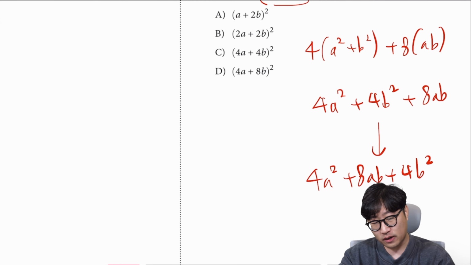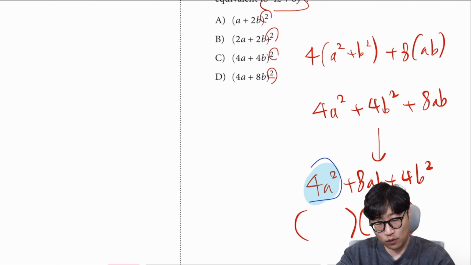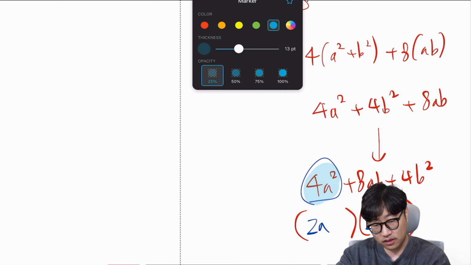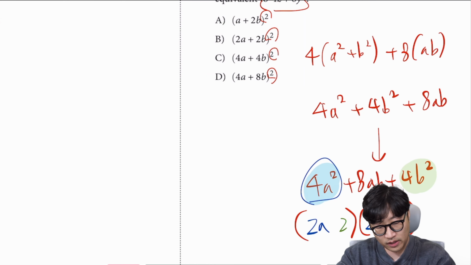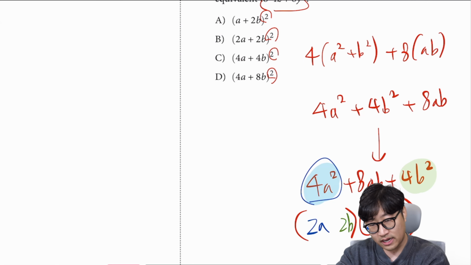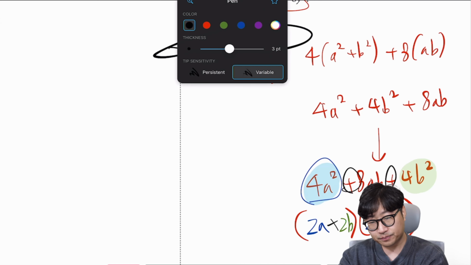And if you're trying to figure out where that came from, well, first of all, look at this 4A squared. Given that all the answer choices got something squared, the two factors would have to be the same. 4A squared, well, that'll be 2A and 2A. And for the 4B squared, that would have to be 2B and 2B. And if you look at it, the sign must be a plus and a plus because they both have plus. And the answer choice must be B.